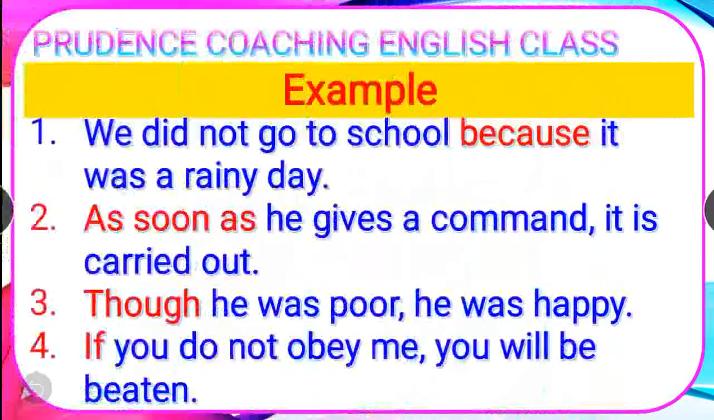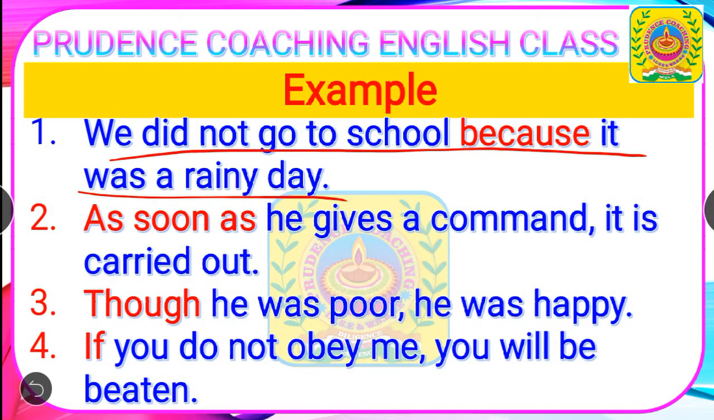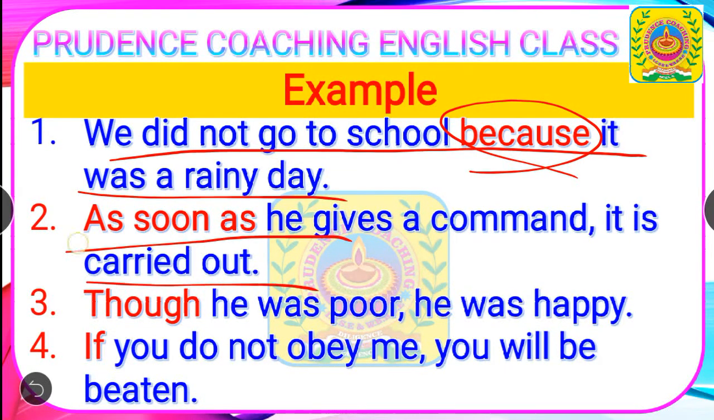Now the examples. Number 1: We did not go to school because it was a rainy day. So here we have shown the cause using "because". Next there is "as soon as": As soon as he gives a command, it is carried out. So here as soon as, because, though, if, all these are used in complex sentences. Though he was poor, he was happy. So "in spite of" being poor is used in a simple sentence, but "though" is used in a complex sentence.